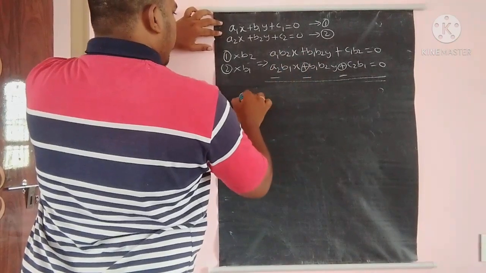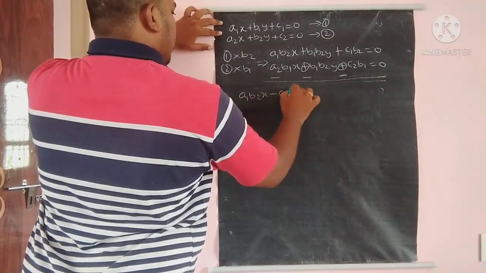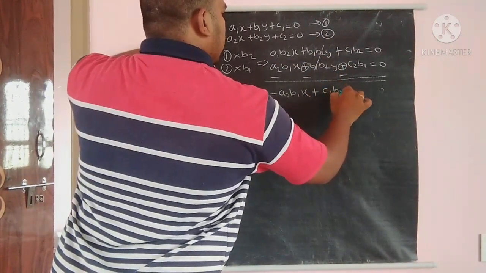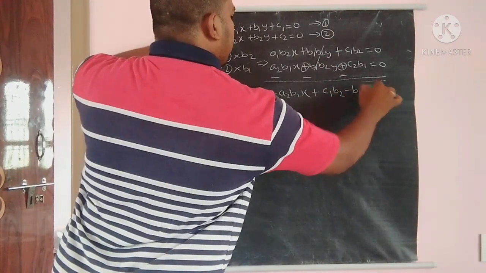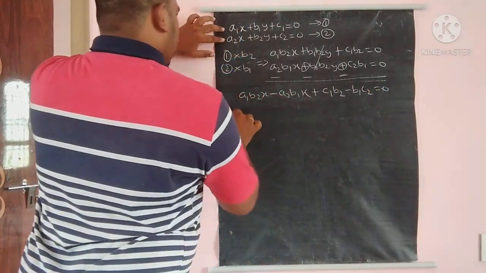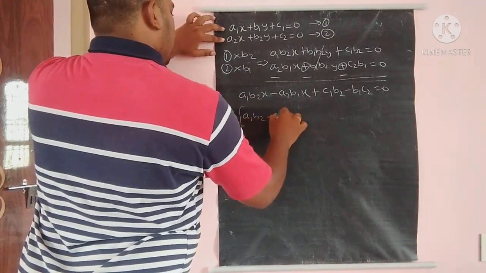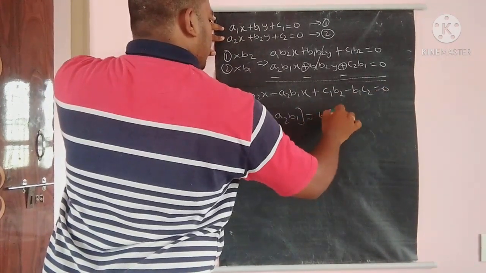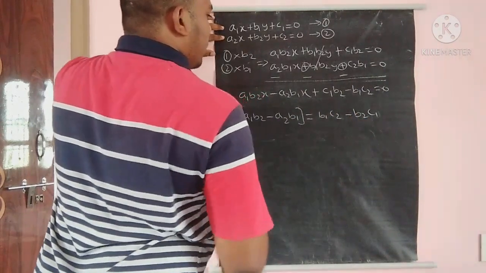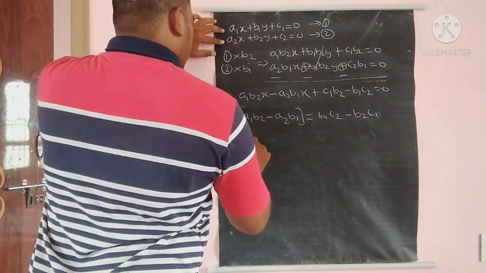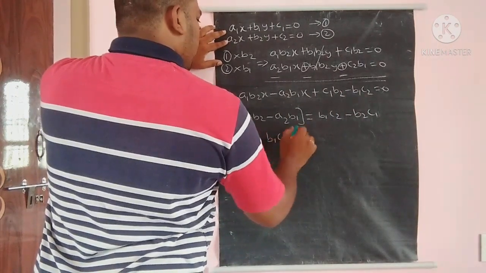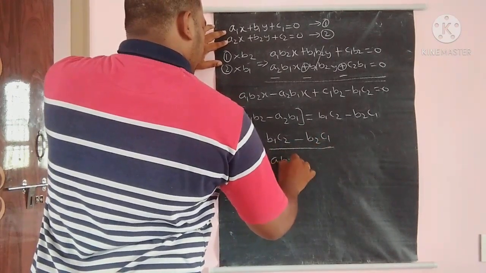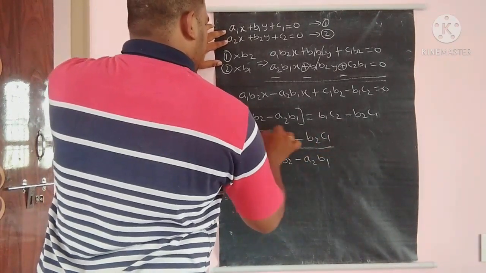So this one we can write as a1 b2 x minus a2 b1 x, this will be eliminate, plus c1 b2 minus b1 c2 equals to 0. Here x we can take common, a1 b2 minus a2 b1 equals to, this transpose to that side, means b1 c2 minus b2 c1. c1 b2 I am writing as b2 c1. Now x is equals to b1 c2 minus b2 c1 by a1 b2 minus a2 b1.